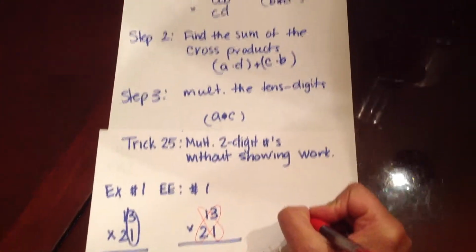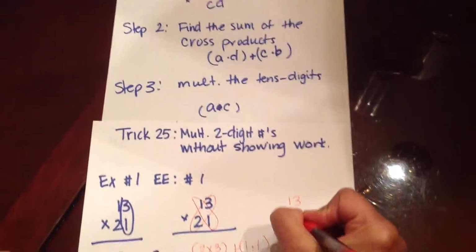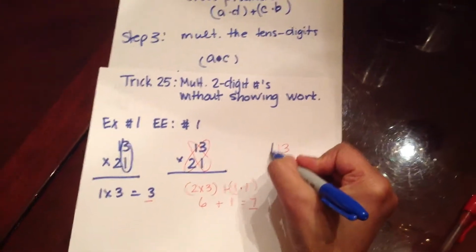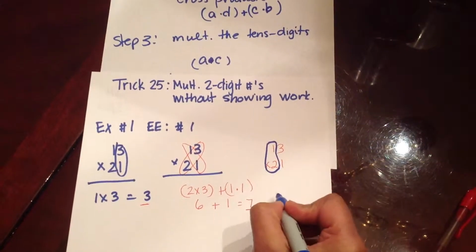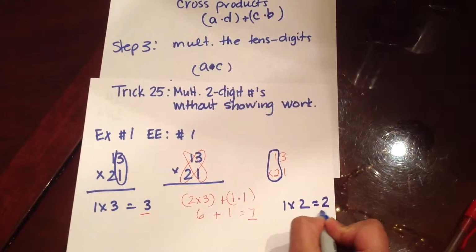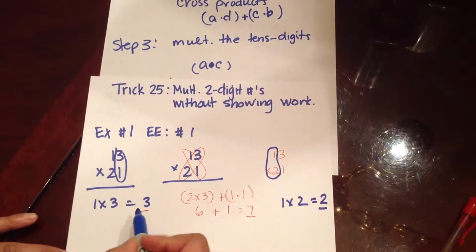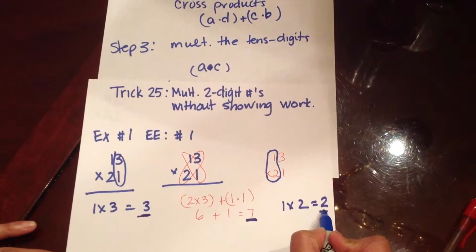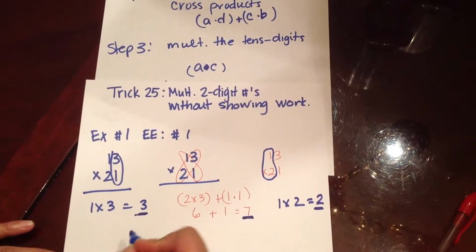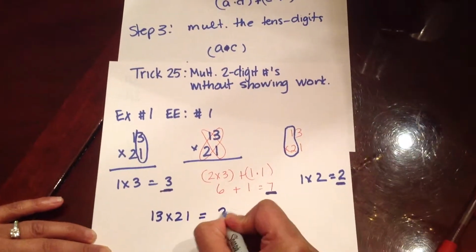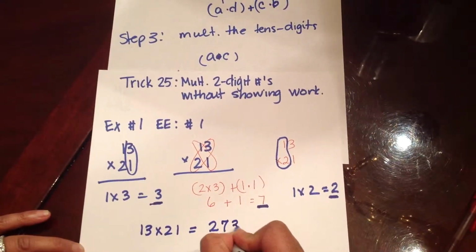Now the last step is to take the tens digits, which happens to be 1 times 2, which equals 2. So therefore, this number represents the ones, this represents the tens digits, and this represents the hundreds. So 13 times 21 will equal 273.